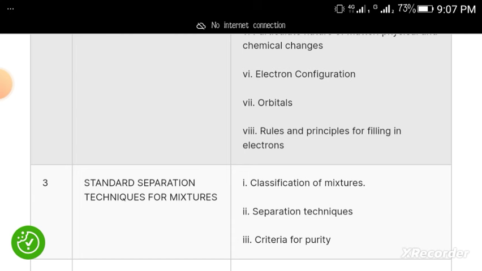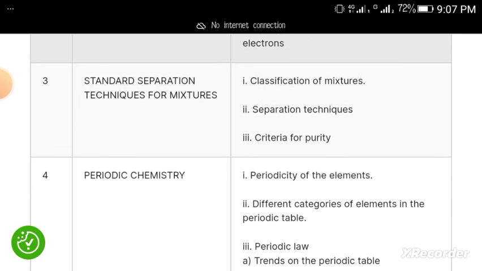The third topic for you to read is standard separation techniques. This is always coming out. It also came out very well in this year's WAEC exam. So study separation methods like classification of mixtures, separation techniques like filtration, decantation. Just study up filtration techniques, then study criteria for purity. Then study periodic chemistry.